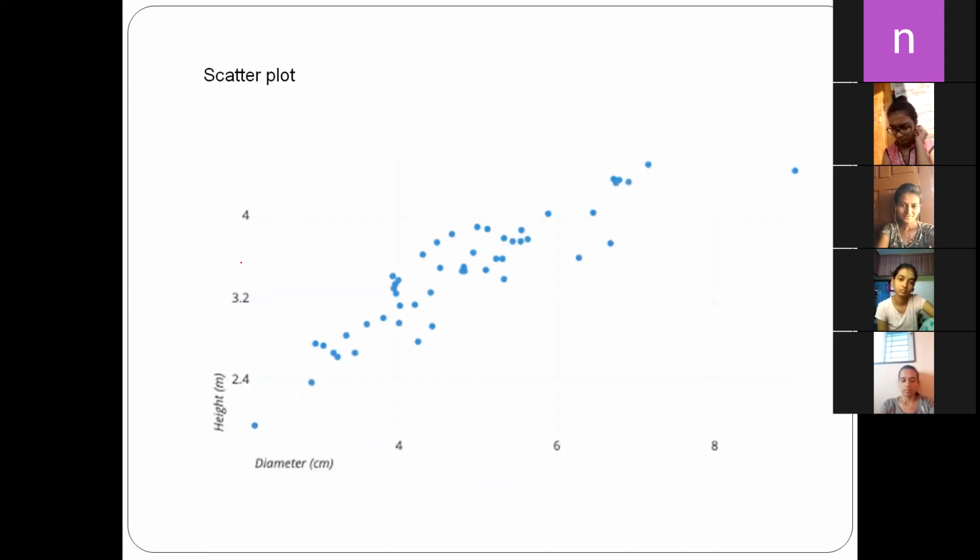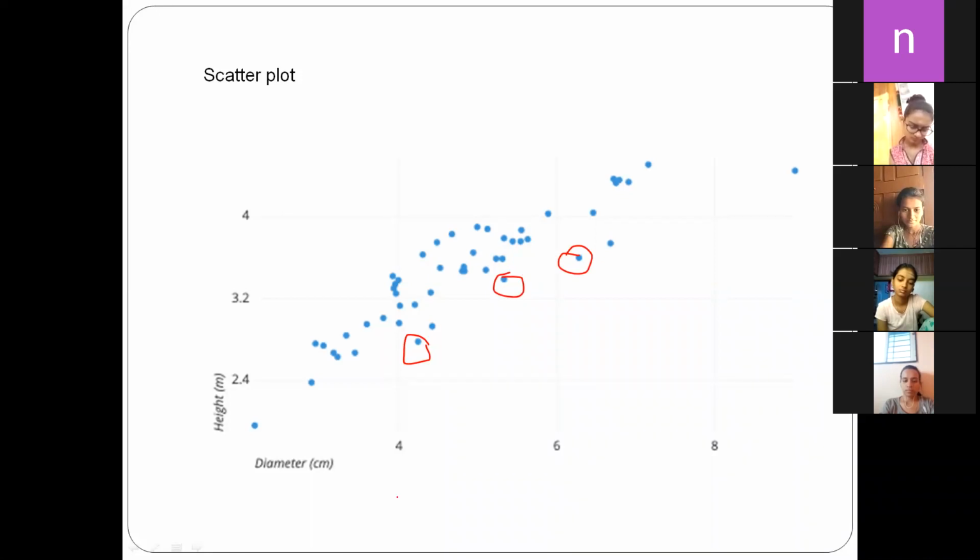Next is the scatter plot. Scatter plot means these data sets are going to be scattered in the graph. These all are the data dots, data sets. This is one data, this is one data. The data sets are going to be scattered here, so it is called a scatter plot.